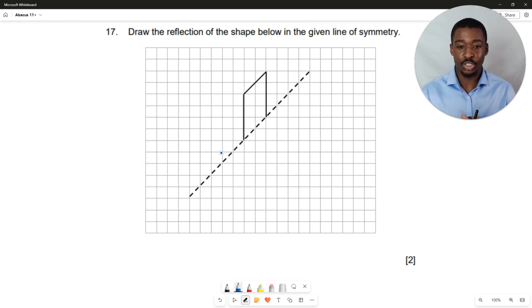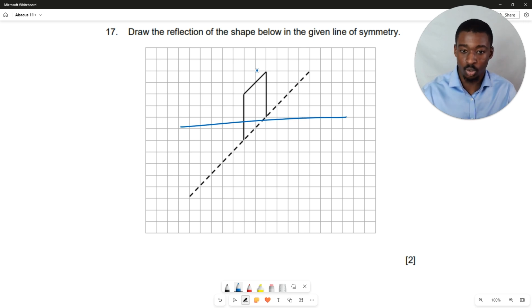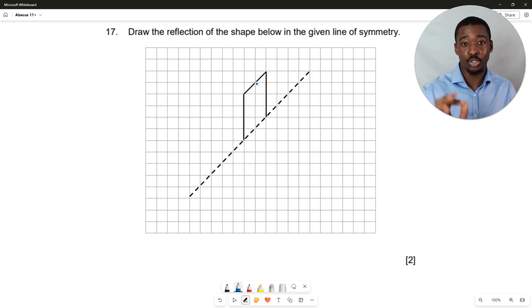So now for this reflection question, let's try and work this out. So here we see our line of reflection is not horizontal, it's not vertical, it's diagonal. So we have to be very careful with how we reflect this. Let's start and take this line by line, right? Take it line by line, be very careful to make sure you don't make any silly mistakes.